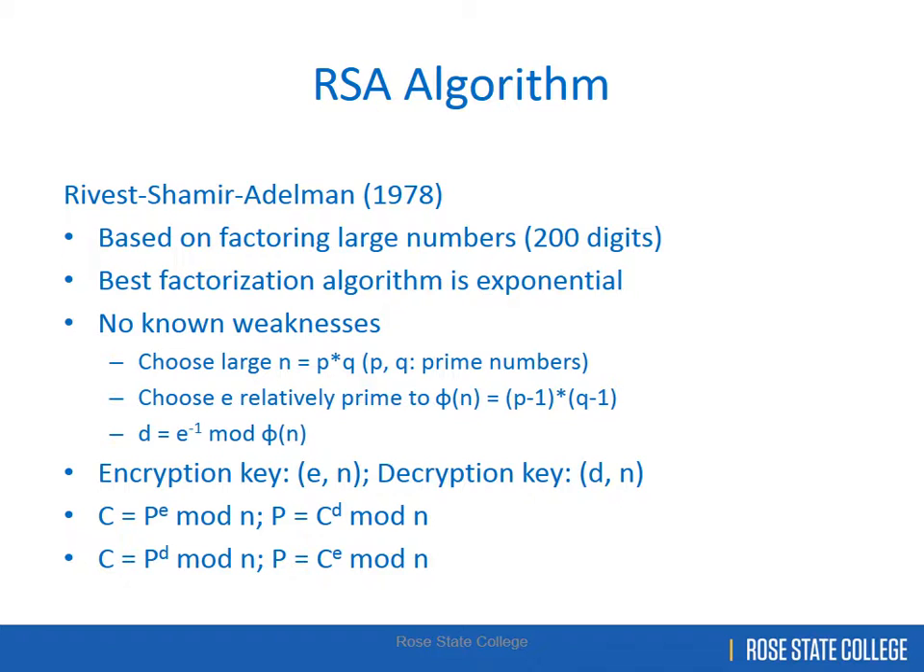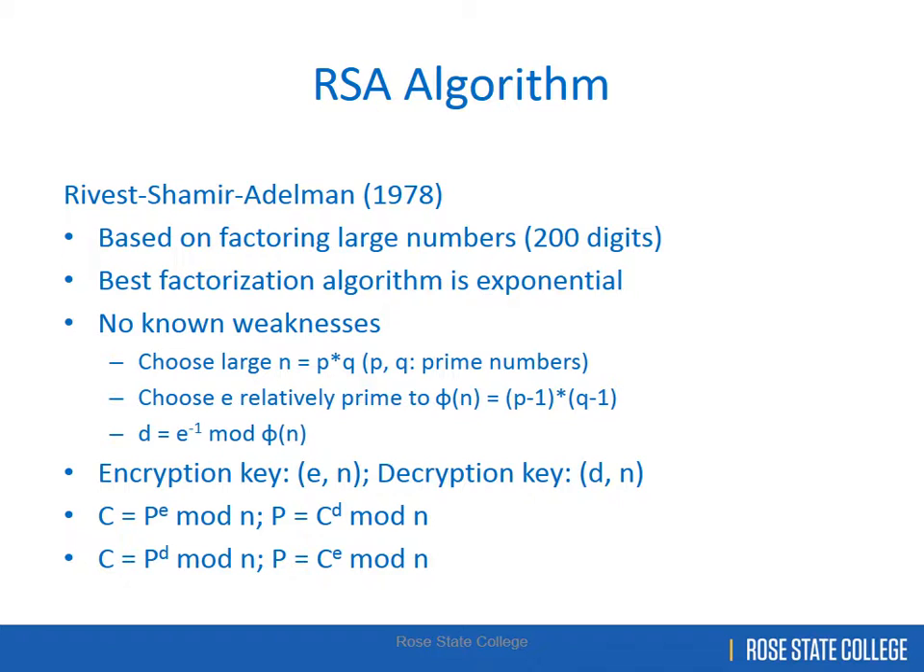So here's how it works. Choose a large n, which is equal to p times q, which are prime numbers. So take two prime numbers, multiply them together, you get n. Very, very simple so far. Then choose E that is relatively prime to the totient of n, which is equal to p minus 1 times q minus 1. So remember, p times q is n. P minus 1 times q minus 1 is the totient of n. It just is. Go with it. Then D is equal to the multiplicative inverse of E mod totient of n, which we'll see how to do in a minute. And you'll see where all this becomes important.